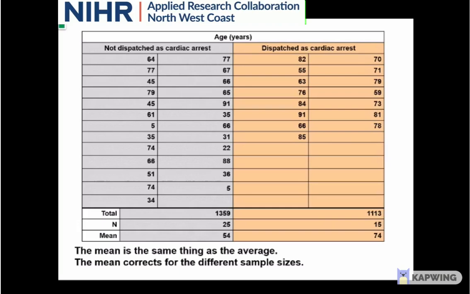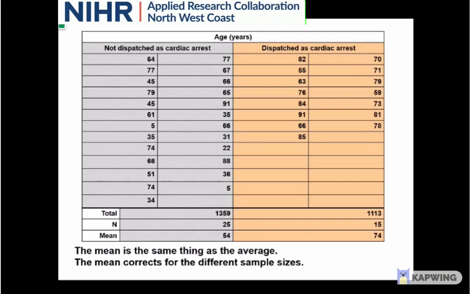So on the left there, for our not dispatched group, our total, so that's each of those ages added together, is 1,359. We've got 25 individual patients, so we divide that number by 25, which gives us a mean of 54, and we've done these to whole numbers just for simplicity. On our right hand side, we've got a total of 1,113. We've got 15 patients, so we divide it by 15, which gives an average of 74.